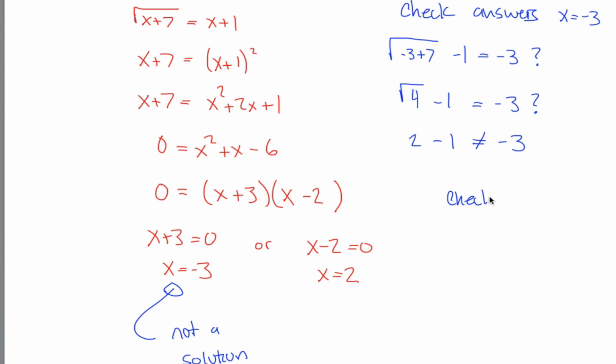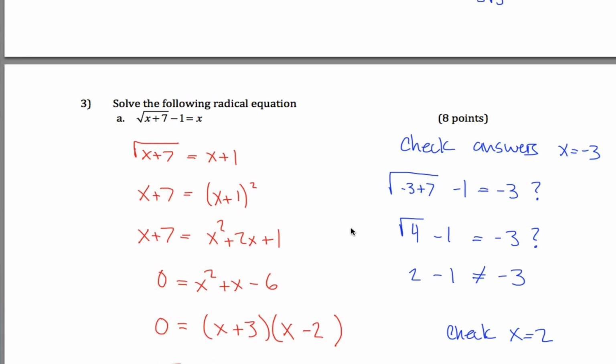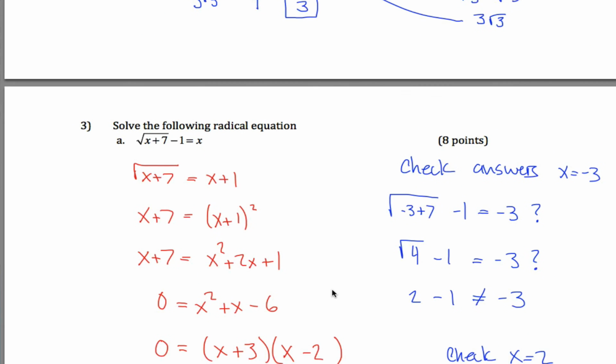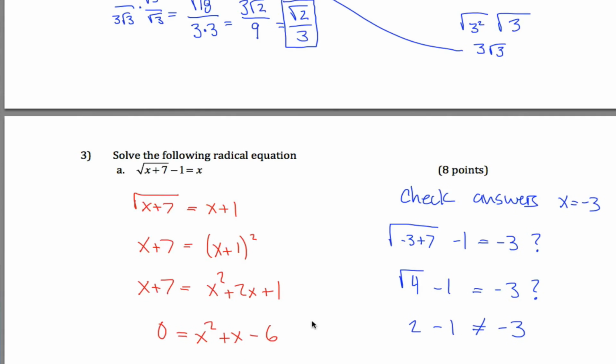Now we'll check x equals 2. Square root of 2 plus 7 minus 1. Is that equal to 2? Let's see, 2 plus 7 is 9. So I got the square root of 9 minus 1. The square root of 9 is just 3. 3 minus 1, yep, that equals 2. Looks good. So I got one of them to check, one of them doesn't. X equals 2 would be my only solution. I guess that's it. That's the end of this quiz.